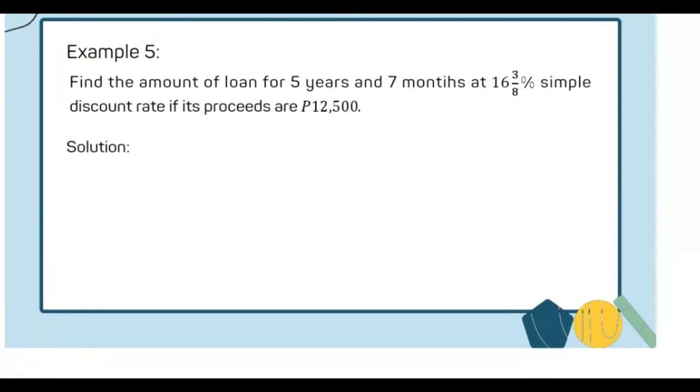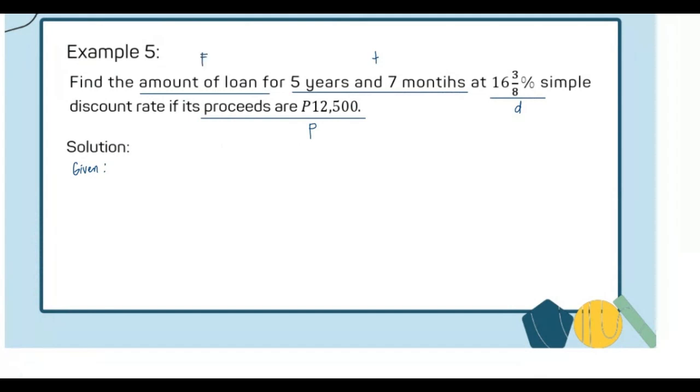And again, we make use of the givens in the problem. It's the first step that we need to do. So yung pinakaunang given there is 5 years and 7 months. Obviously, this is going to be the term of the loan. And then, we also have 16 and 3/8%. Obviously, nakastate din sa problem yung simple discount rate. So, therefore, that's going to be our D. And then, for the proceeds, it's going to be 12,500. And for the required, or the value that we are looking for, that is going to be the amount of the loan, which is going to be our F.